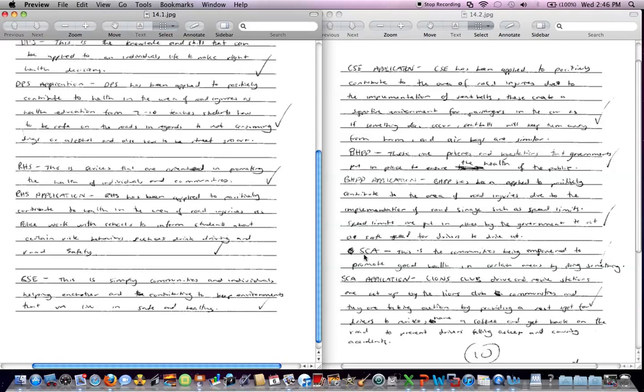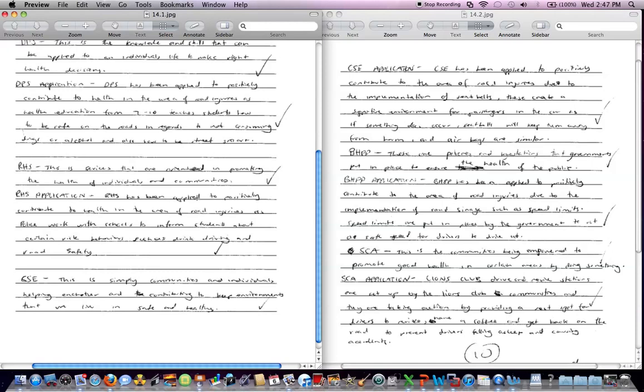Last one, strengthen community action. This is the communities being empowered to promote good health in certain areas by doing something. So the community coming together to do something to promote health. Its application, Lions Club Driver Reviver stations are set up by the Lions Club communities, and they are taking action by providing a rest spot for drivers to have a bit of a rest and revive while they're driving. They can have a coffee and get back on the road to prevent falling asleep while driving and causing accidents.